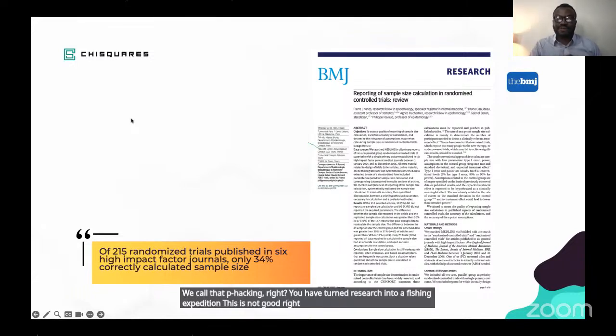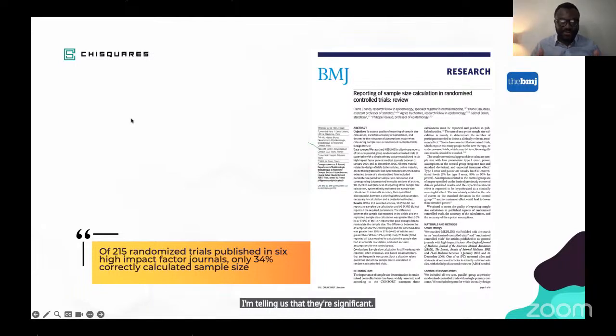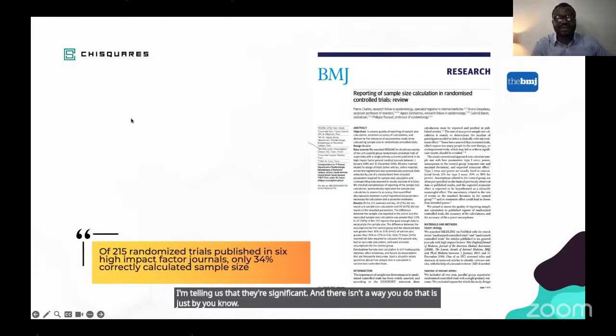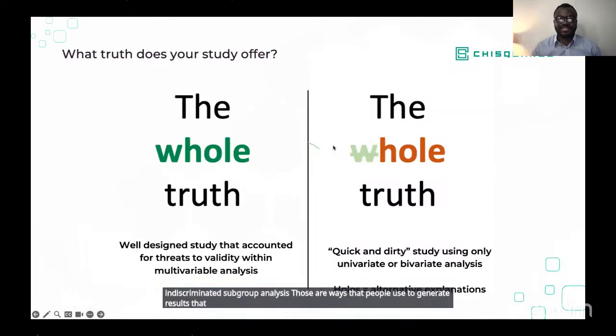So that is the number one reason for type 1 error. Remember, type 1 error or alpha, you're just going out there and bringing all these fake results that don't exist and telling us that they're significant. And the way you do that is just by indiscriminate comparison of groups all over the place, indiscriminate subgroup analysis. Those are ways that people use to generate results that are not consistent with the evidence.